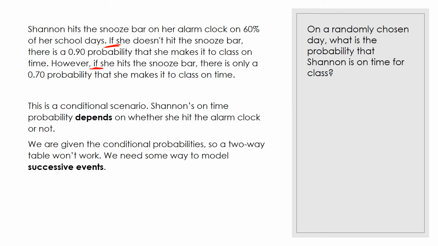So a two-way table won't work because a two-way table is always giving us the intersection probabilities, not the conditional probabilities. So we need some other way to model successive events in order to answer this question. On any randomly chosen day, what is the probability that Shannon is on time for class?